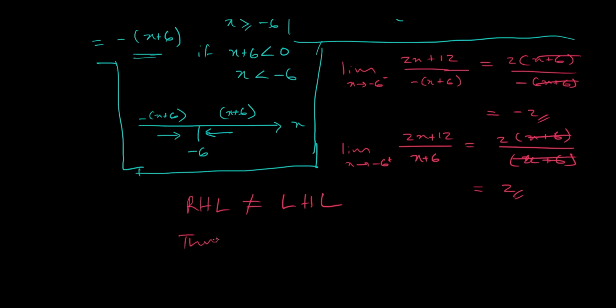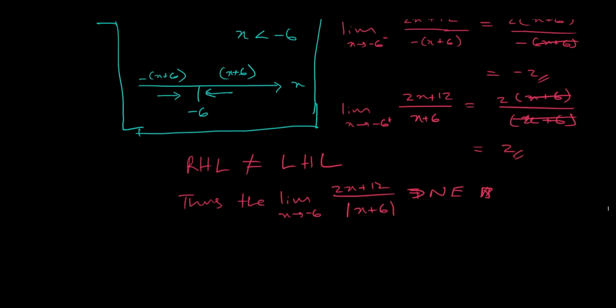Thus, the limit as x goes to minus 6 of (2x plus 12) over the absolute value of x plus 6 does not exist. Why? Because the one-sided limits are different.